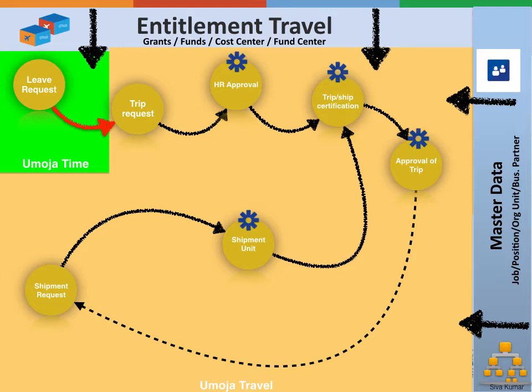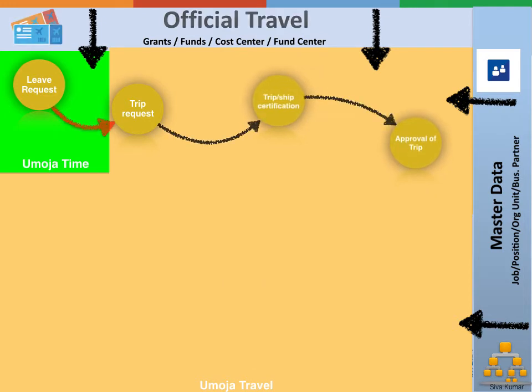Now, if you look at the bubbles, all the bubbles which have the small blue cogs have what is called workflow. In the subsequent slides we will see these workflows in detail: how they are determined, for which process, and what basic data elements are utilized to derive the respective approvers or agents in Umoja. Let's take official travel as the second step, and official travel has very similar steps, except for the elimination of the HR partner in the process.